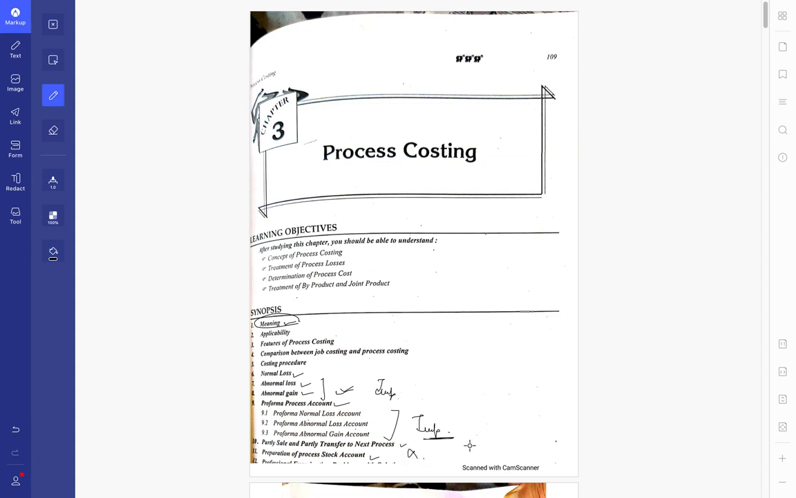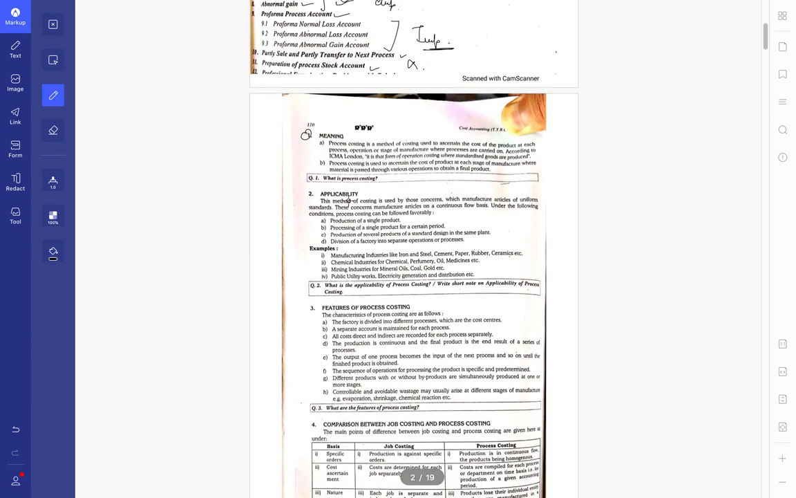Once you understand the basic ideology or logic behind how these proformas or how these losses and gains are calculated, you can easily figure out the rest of the chapter. So starting with the basic meaning.